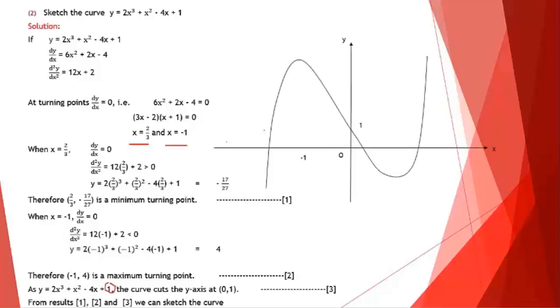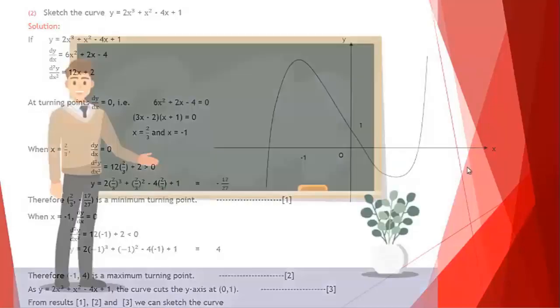So we have the point at which the curve cuts the y-axis, and we have the maximum point where x equals -1 and y equals 4. Then we have the minimum point where x equals 2/3, then y equals -17/27. So this is how we analyze dy by dx and d2y by dx2 of the equation for the curve to sketch the curve. So that's it for this tutorial.